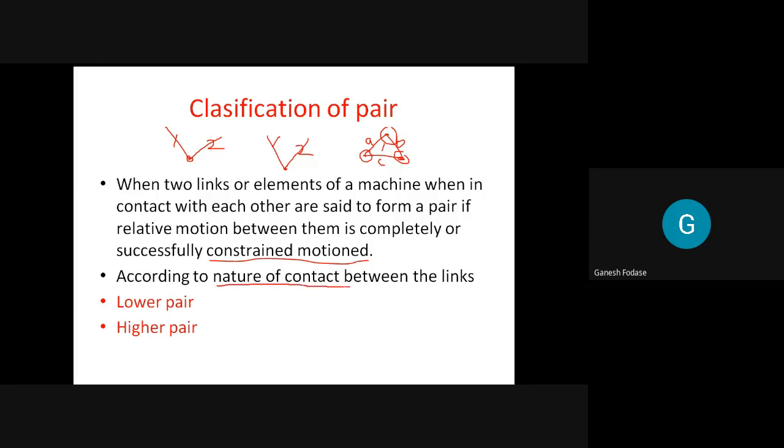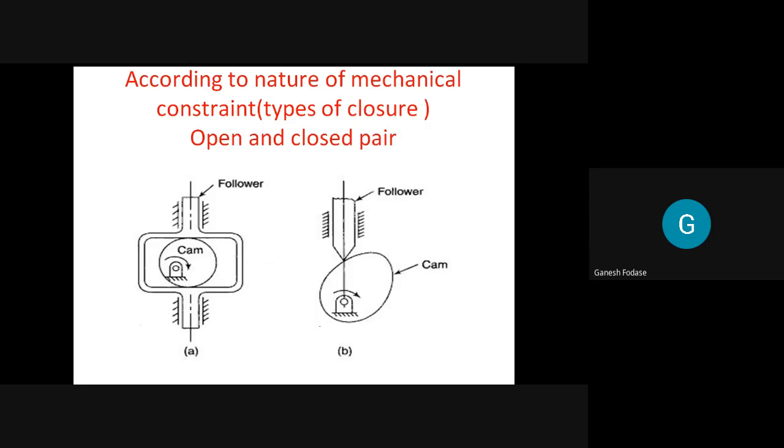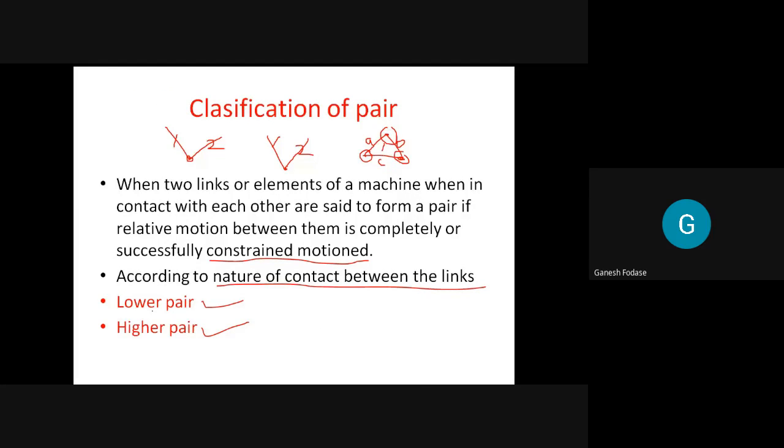What is the nature of contact between the two links? These pairs are classified in two types. One is lower pair and the other one is higher pair. What is lower pair and higher pair? If the two links are connected together having surface or area contact, then that pair is called a lower pair. But if the links which are connected together have point or line contact, then it is called a higher pair. We may discuss this in detail in the next lecture.